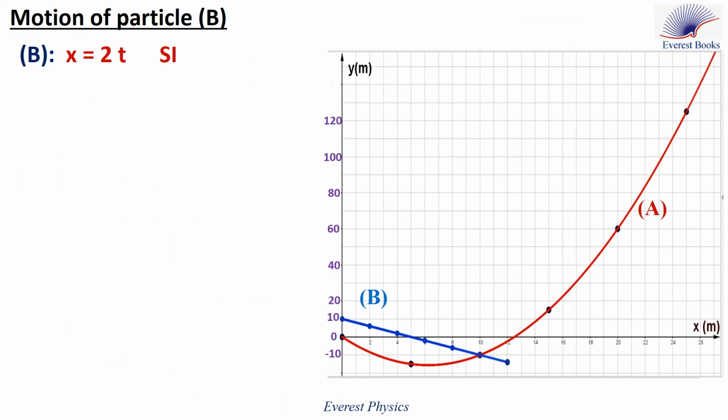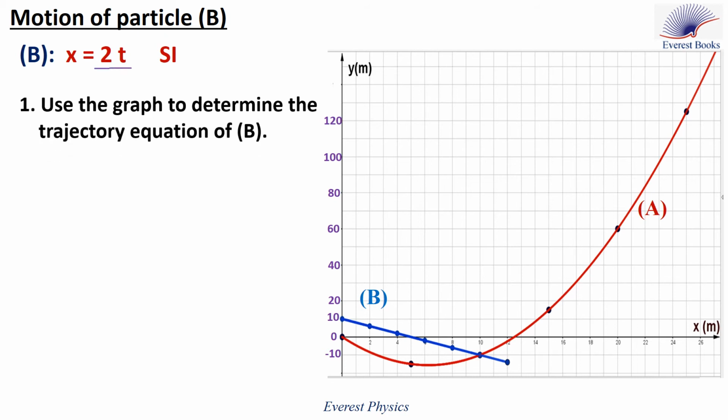Now, let's study the motion of particle B. In addition to the trajectory of A, the shown graph shows the trajectory of particle B, which is drawn with the blue color, and the abscissa of particle B is given by 2t in SI units. Number 1. Use the graph to determine the trajectory equation of B.